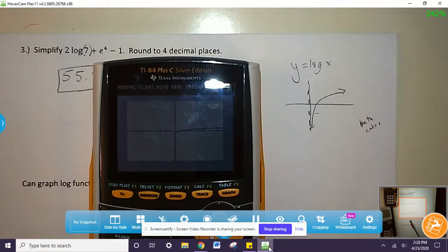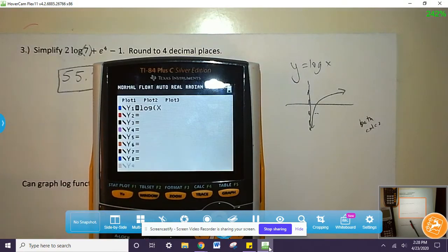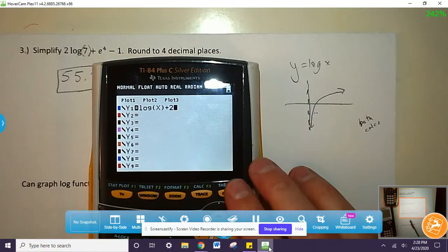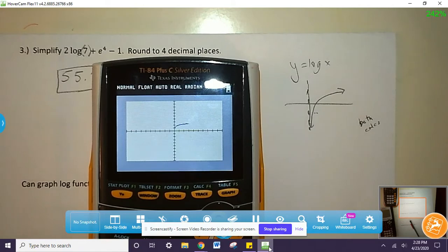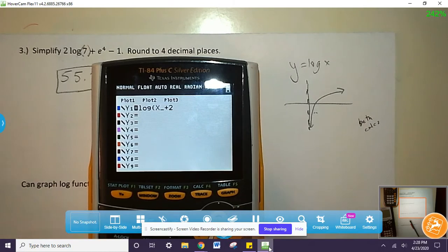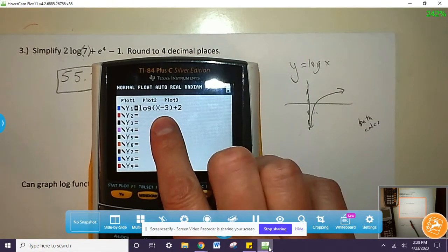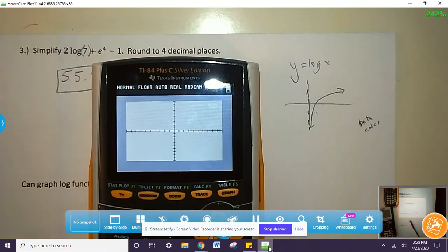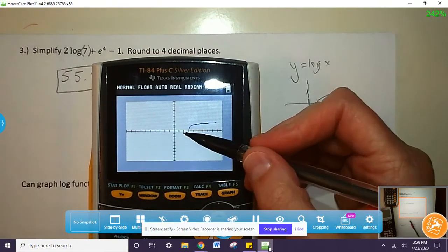Okay. And then you can also do transformations. So if I wanted to move this, for example, up 2, I can throw a +2 outside of the parentheses. And you can really see the calculator's limitations here if I do the horizontal shift. So let me move that 3 which way? To the right. Yep. So if I move that 3 to the right and up 2, it looks like this.